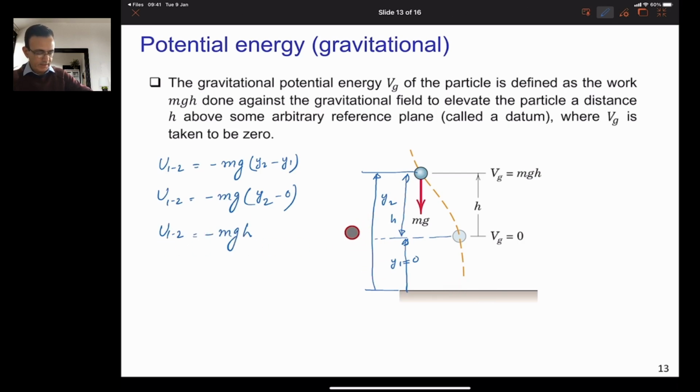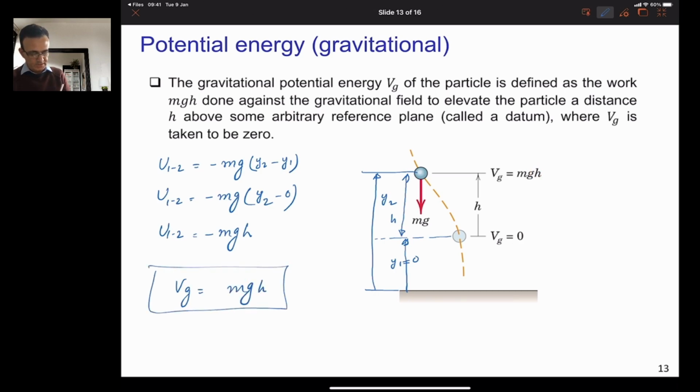So then if y1 is equal to 0 here, if we take this as our 0, then y2 will become equal to h. And then the work done when you move the body from this position to this position is minus mgh. And obviously this is negative because this work was done against the gravitational force, and we know that this work will be stored in the body in the form of potential energy, which is this Vg, and therefore you can write Vg equal to mgh.